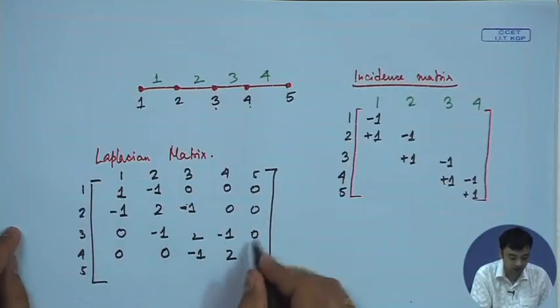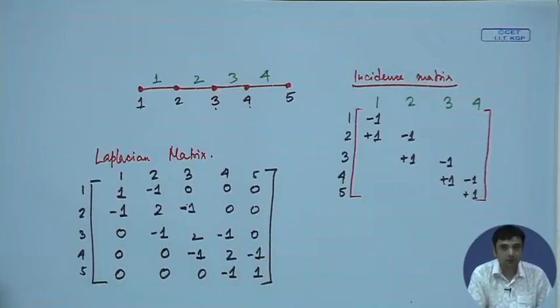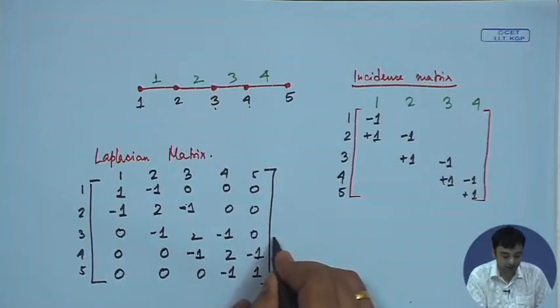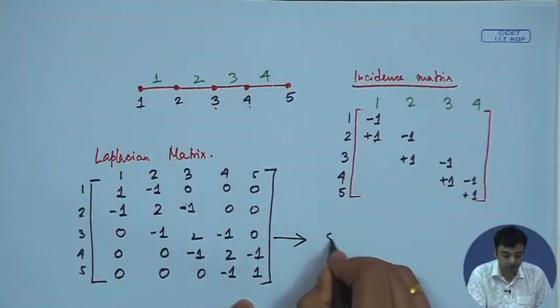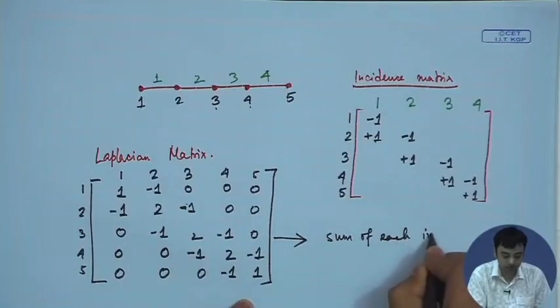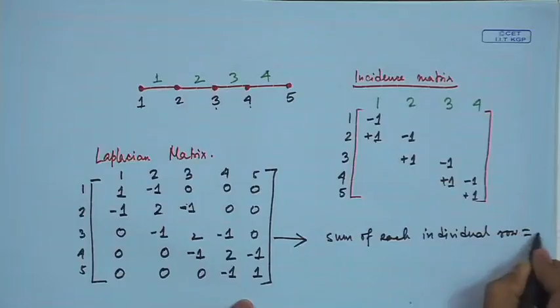So, it is -1, and 4 5 you have an edge. So, it is -1. So, for 5 all the entries are 0 except 4 5, which is a -1, okay, at the entry 5 4. So, now you see the interesting property of this particular Laplacian matrix is that the sum of each individual row is always equal to 0.